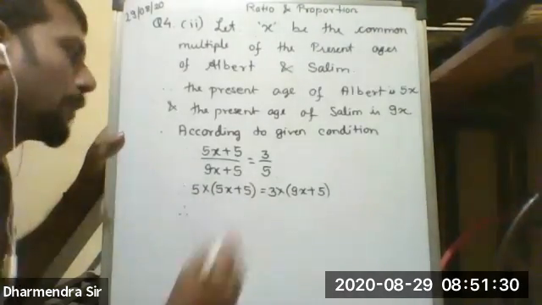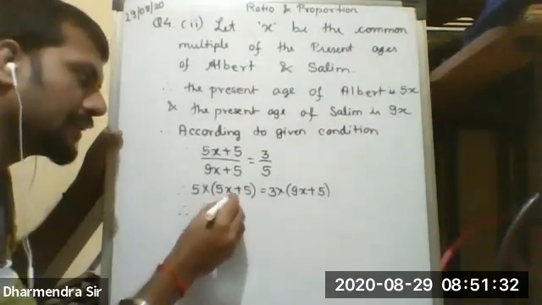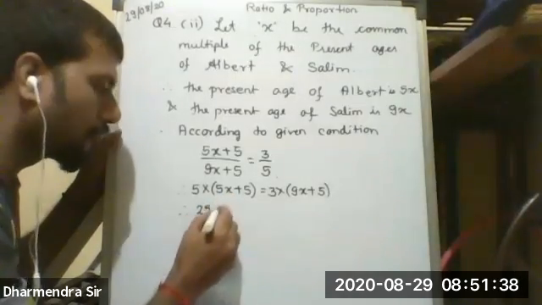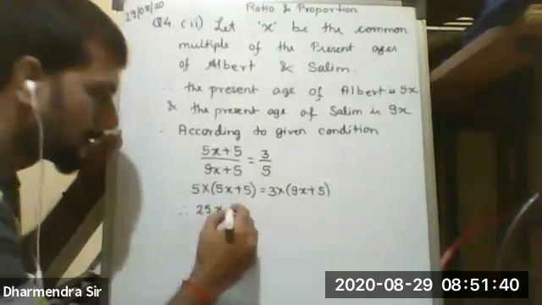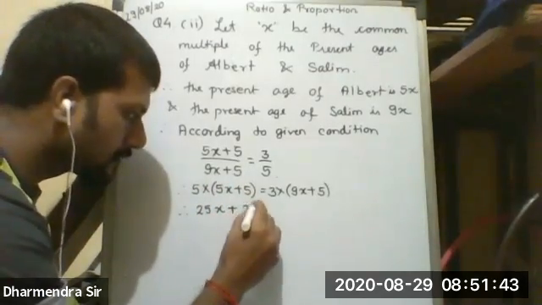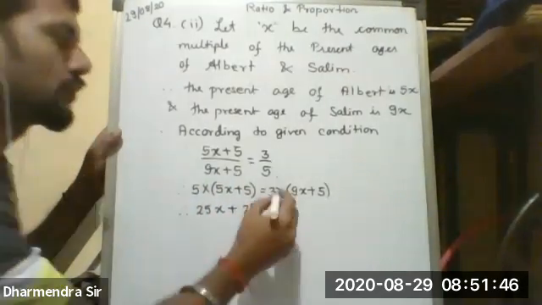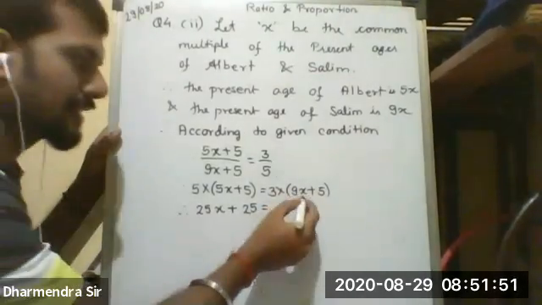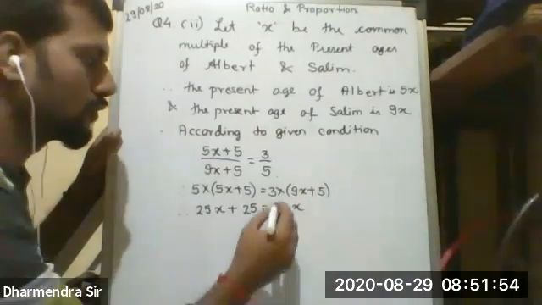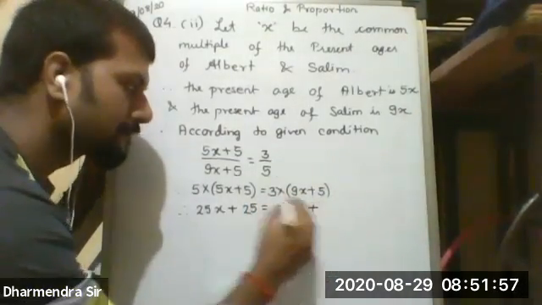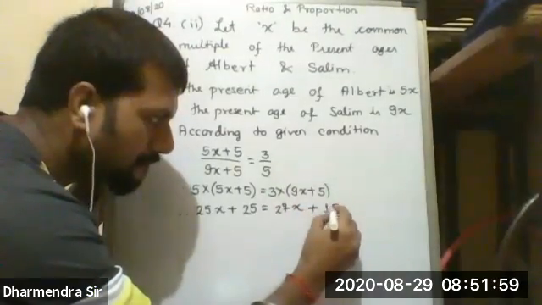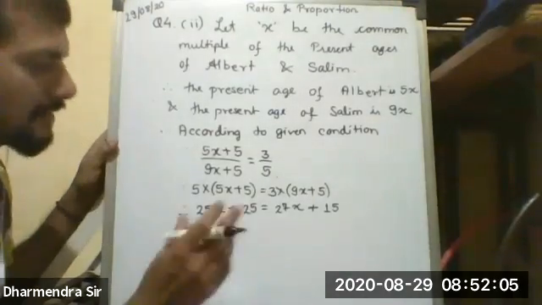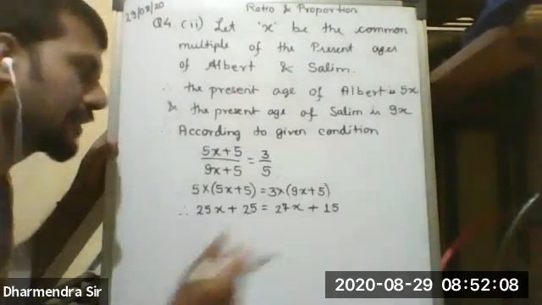After this, open the bracket, in the sense multiplication distributes over addition. So 5 into 5 is 25, along with that we are having x, so 25x plus 5 into 5 is 25, is equal to 3 into 9, 27x, as x is present with 9. So 27x plus 3 into 5 is 15.